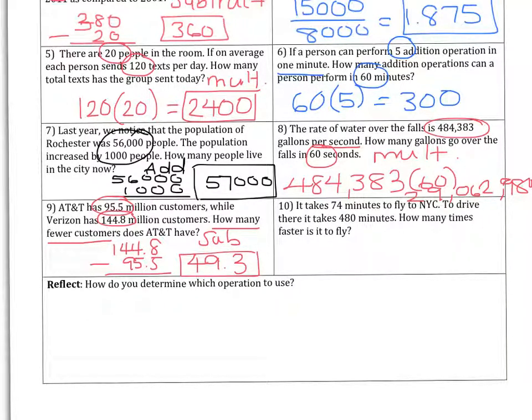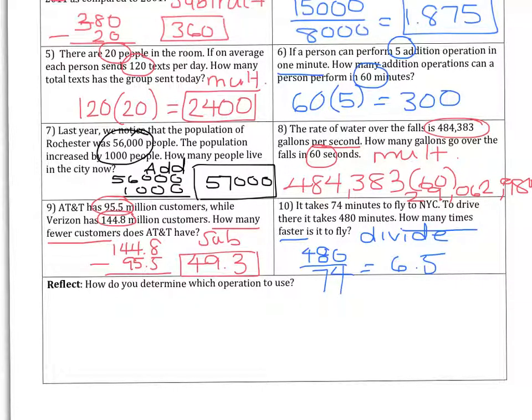Okay, last question. It takes 74 minutes to fly to New York City. To drive there, it takes 480 minutes. How many times faster? So you're asking, again, to compare the two. This is division. So 480 divided by 74. You're going to get 6.5, so it's 6.5 times faster.